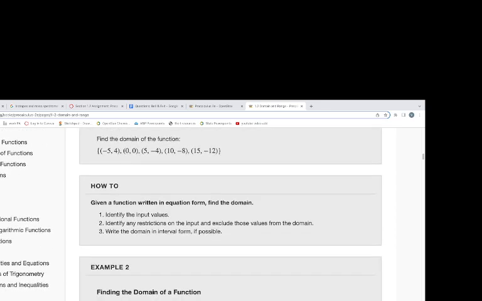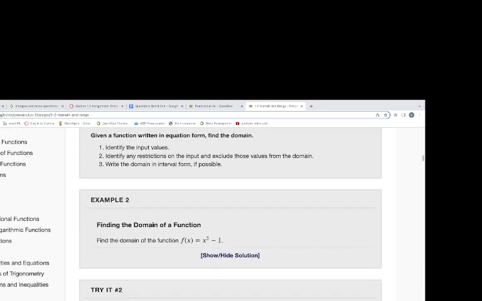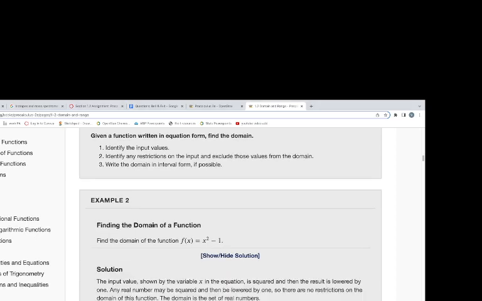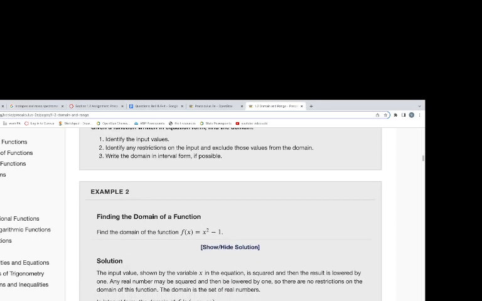All right, now when we get a little bit more complicated and you have a function to find the domain, we're going to go through how to find that. The input value shown by the variable x in the equation is squared, and the result is lowered by 1. Any real number may be squared and then lowered by 1, so there are no restrictions on the domain of this function. The domain is the set of real numbers. In interval form, the domain of the function is negative infinity to infinity.